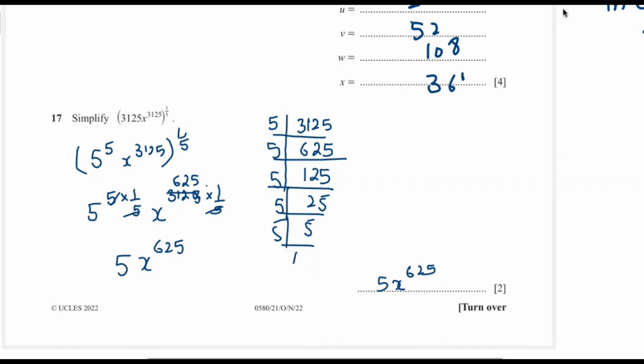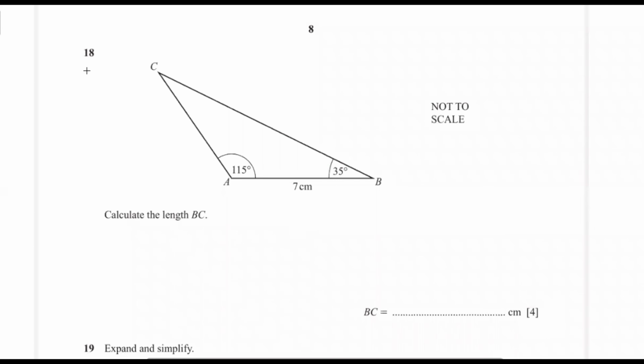Now the next question. Question number 18: calculate the length of BC of this triangle. You see here, this triangle has angle A 115 and angle B 35. Now we have to find the length BC. We name it small a, the side opposite vertex A.